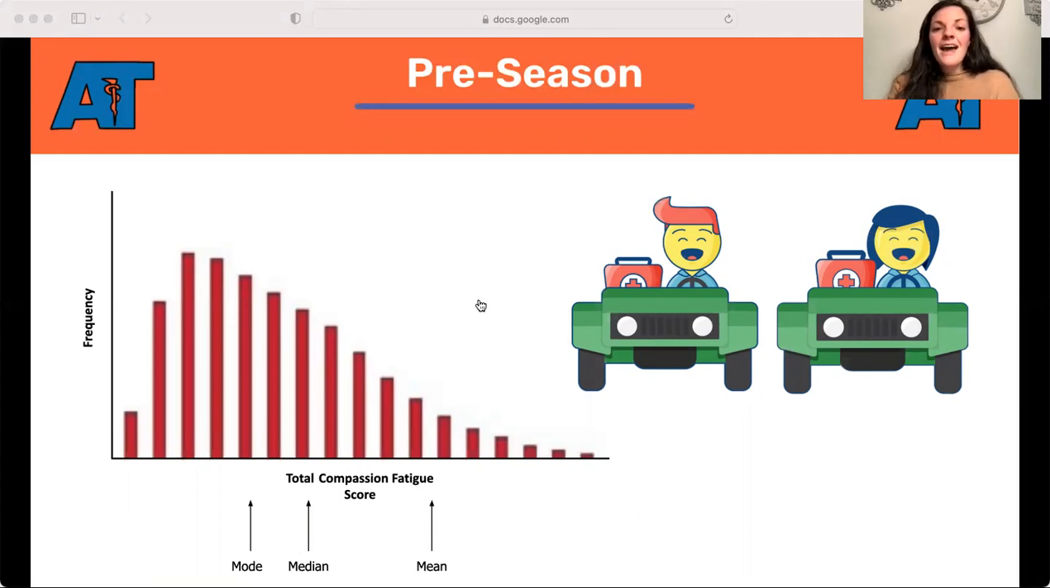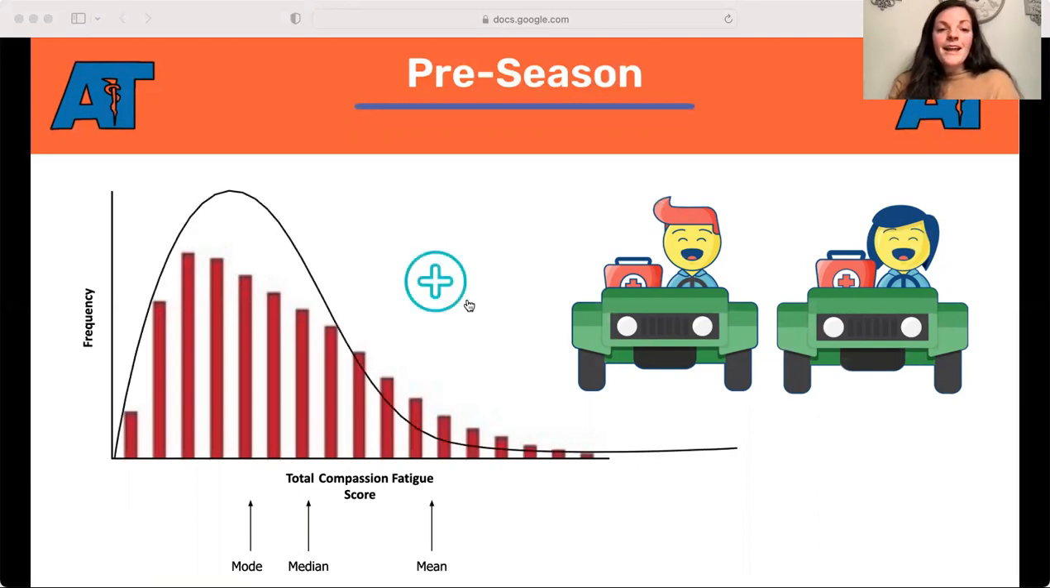So we're going to see that within this data set visually that the mean is greater than the median, which is greater than the mode. And as you can see, the tail is going to be on the right side, making it positively skewed.